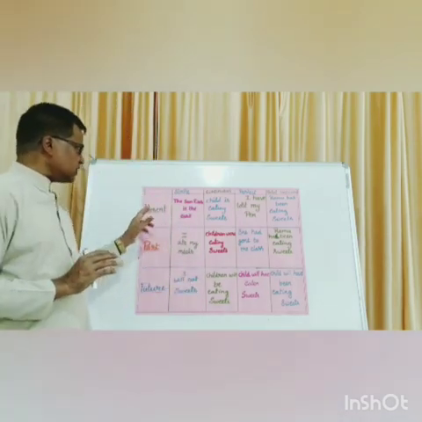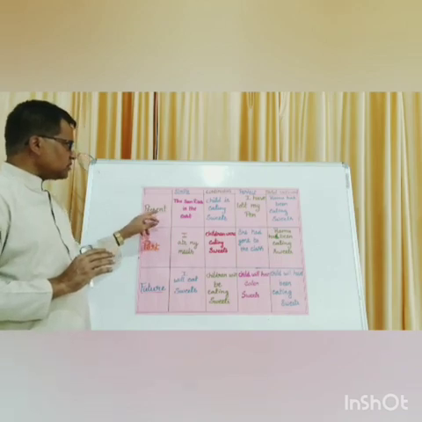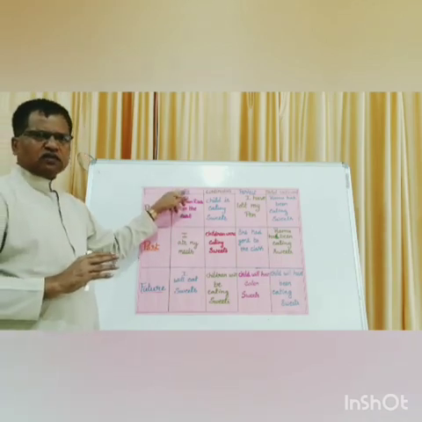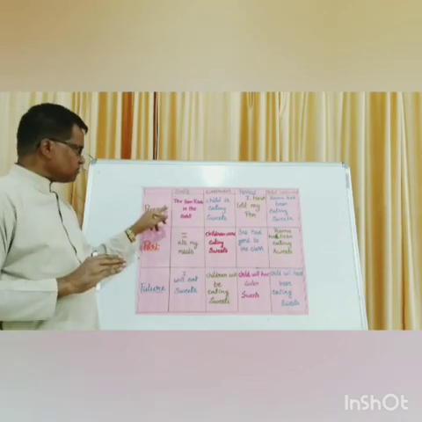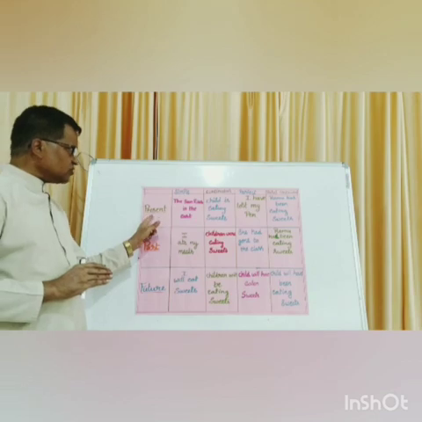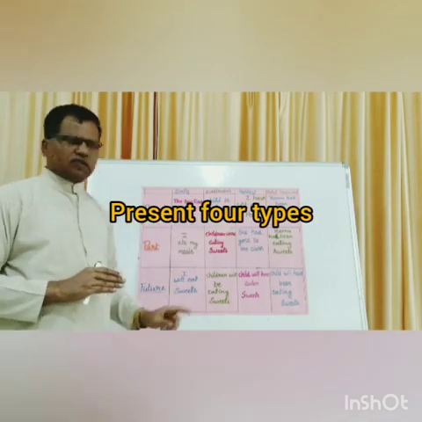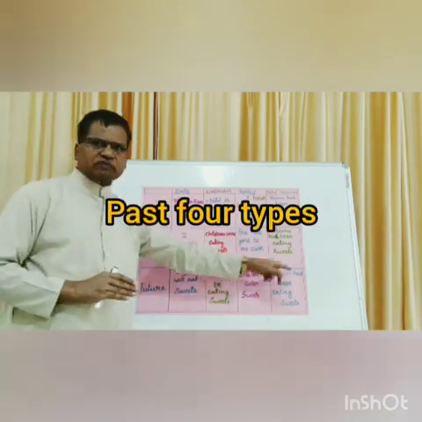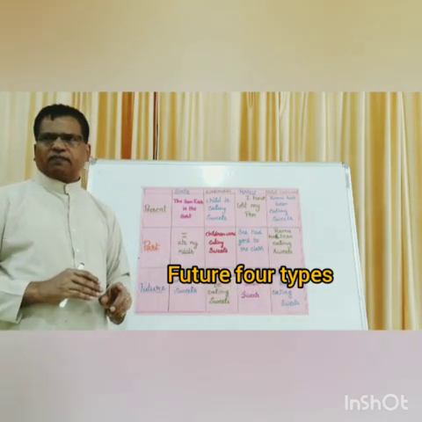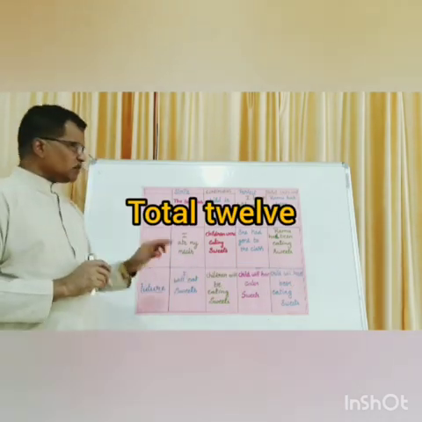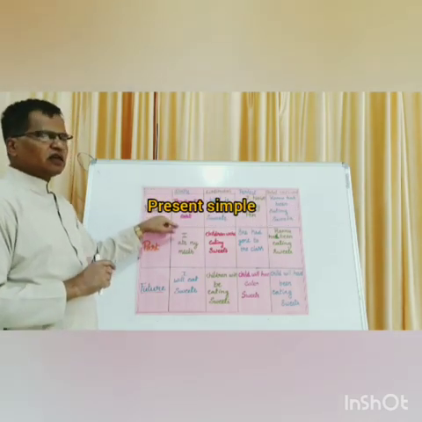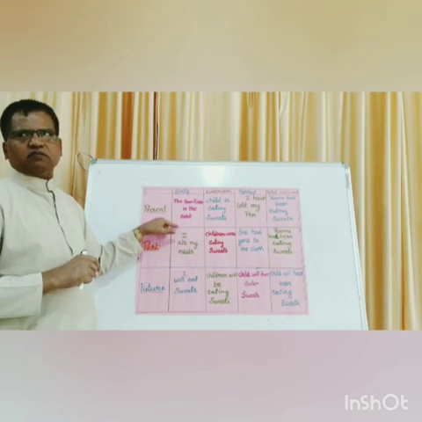Now let us come here. This chart is read like this. You know there are three main tenses: present, past, future. In present we have 4 types, in past we have 4 types, in future tense we have 4 types. Altogether 12. Now we take present simple. How is this constructed? That's important for us.